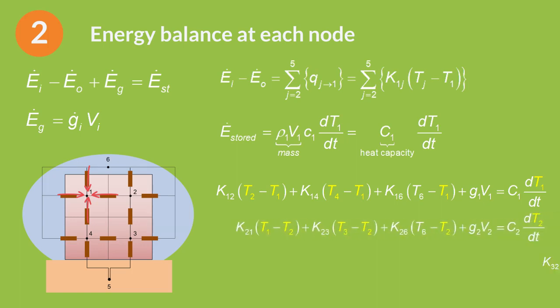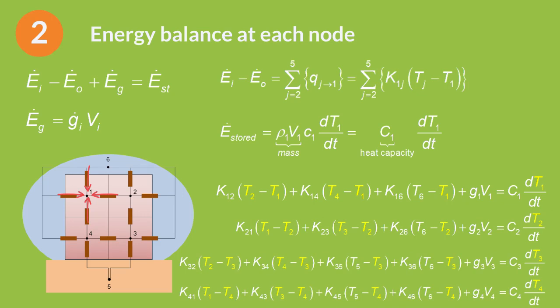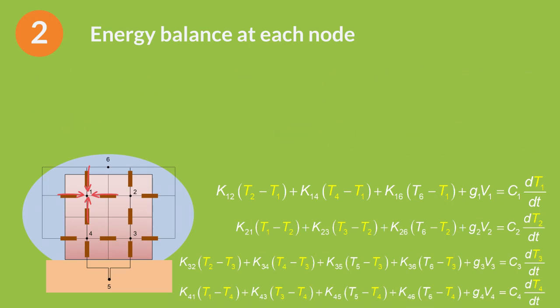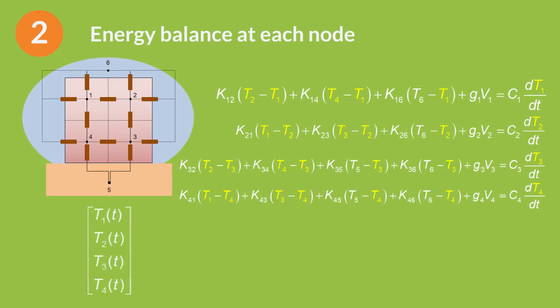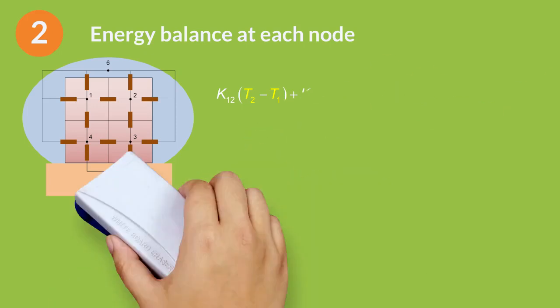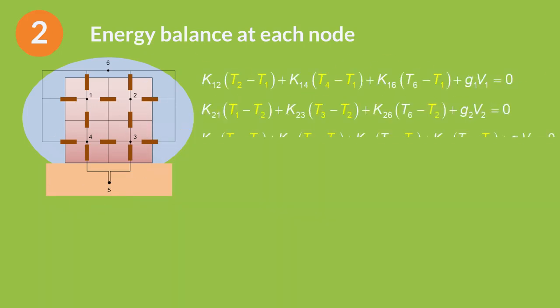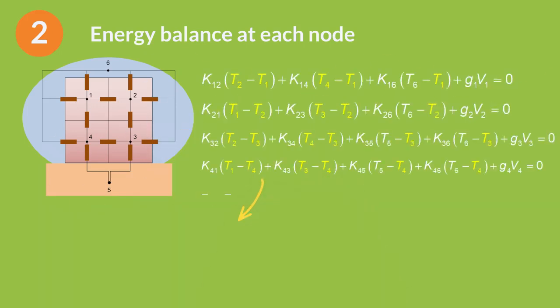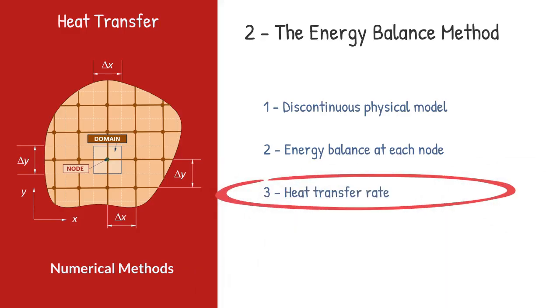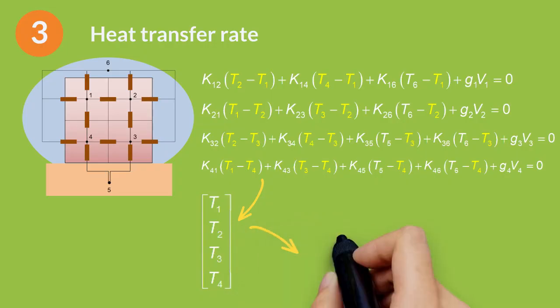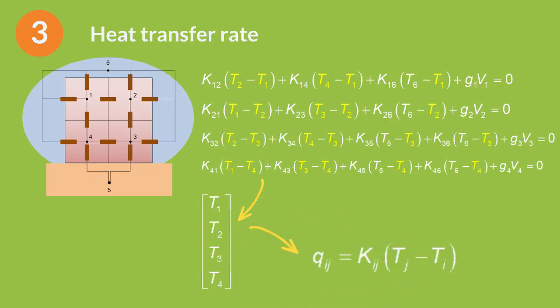The result is a system of ordinary differential equations. As many as domains. The solution of the system of equations is the temperature distribution. In a steady state, it is a system of algebraic equations that can be solved easily. Heat transfer rate. We will see more in detail heat transfer rate calculations when studying the steady state and the transient regime.